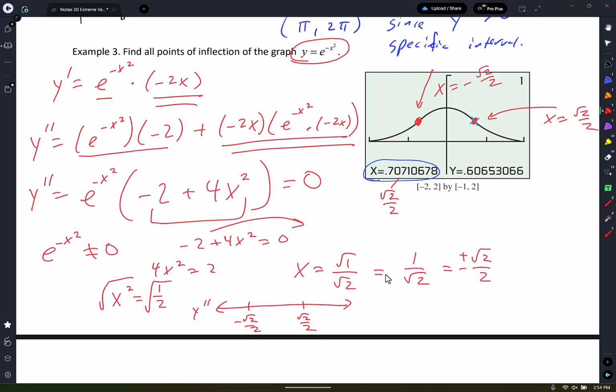y prime prime. If I pick a number to the left of negative square root of 2 over 2, like negative 1, and I plug it in here into this one that I'm underlining, negative 1 squared is 1. 1 times 4 is 4. Negative 2 plus 4 is a positive number, so plus. You don't care about the e to the negative x squared. It's always going to be positive. If I pick a number like 0, negative 2 plus 0 is negative 2, so negative. If I pick a number like 1, negative 2 plus 4, positive.